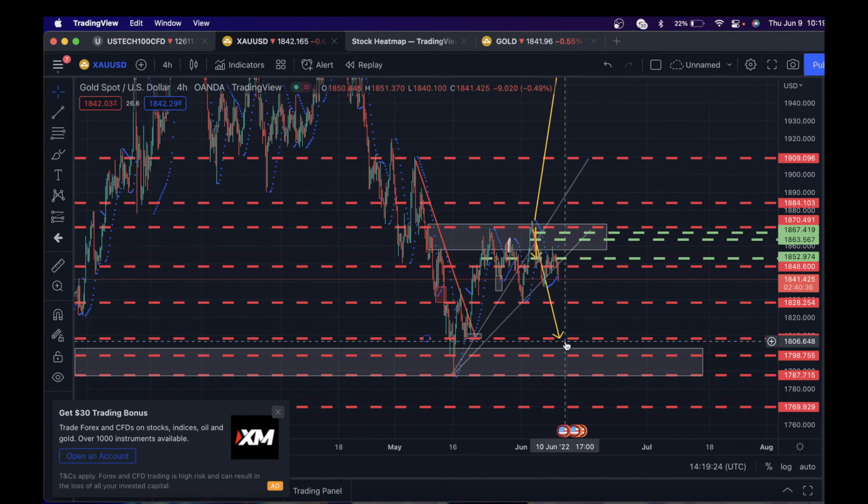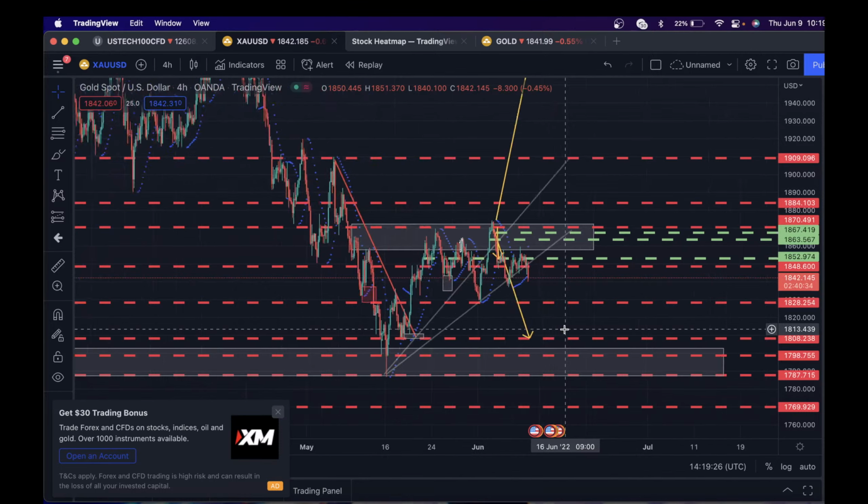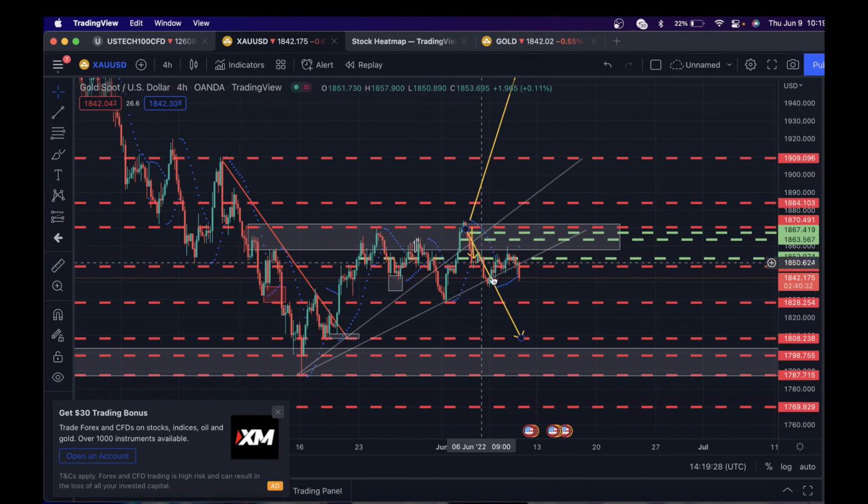From this, I already put up this yellow path line. We can possibly test, whatever it is, this month 1811 or 1800, or even possibly make a weak move here and make a backup to 1850, or whatever the price will be. So this is it for gold analysis.